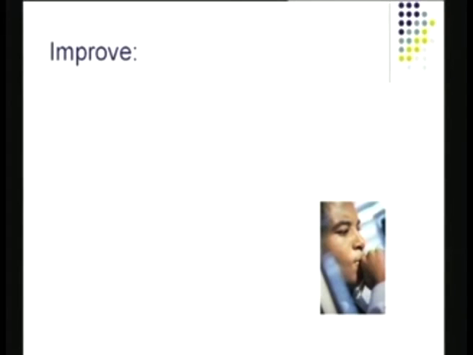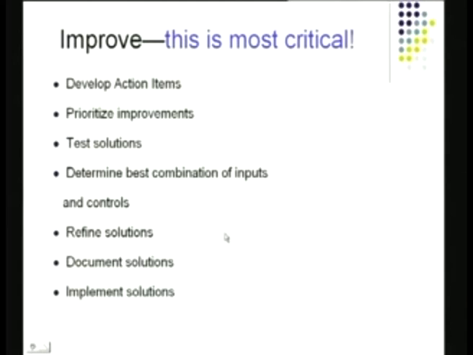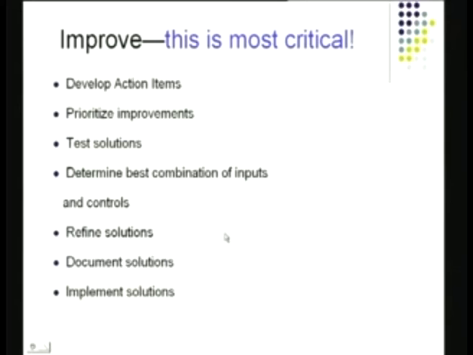I enter improvement, which is like implement changes. This is like after I discover the optimum settings. I have to be creative in these ideas to find new ways for doing things. And how do I do these things properly? Develop action items. What are the things on which I'll be working? Prioritize the improvements. Test the solutions. This would be done, most likely this would be done using some statistical methods.